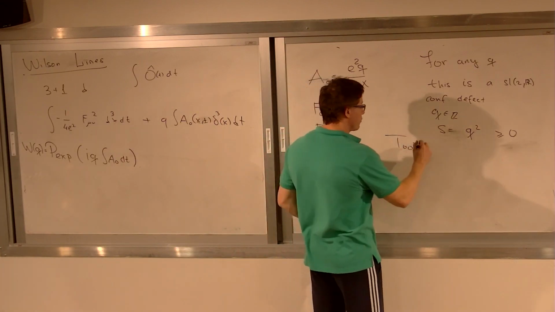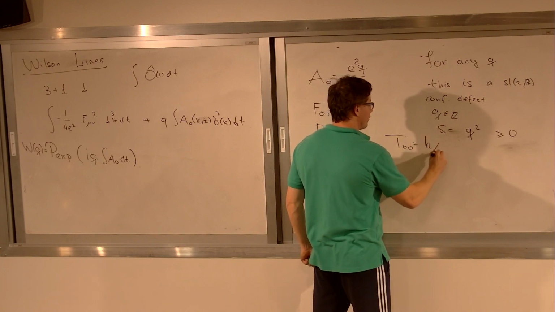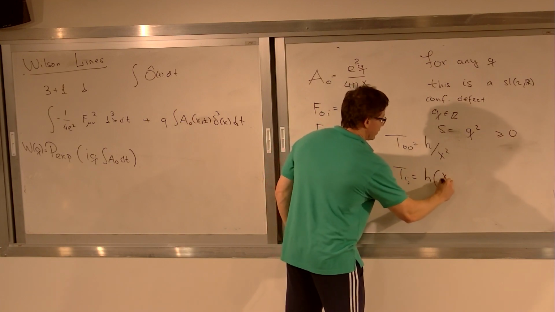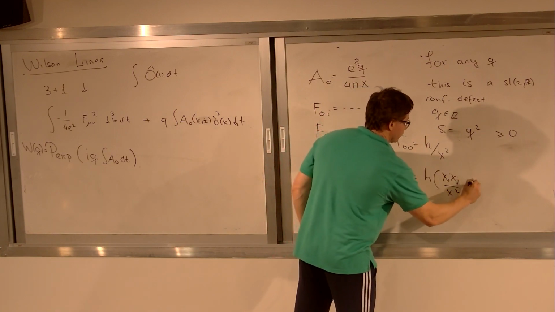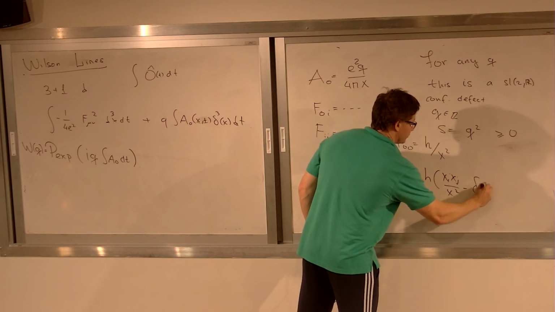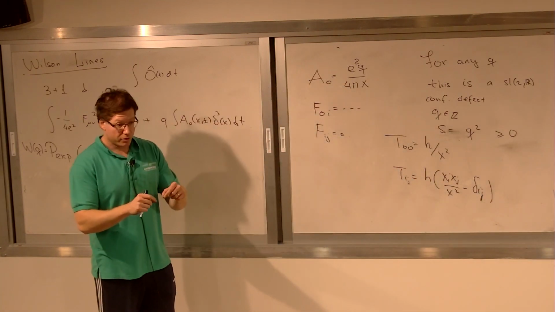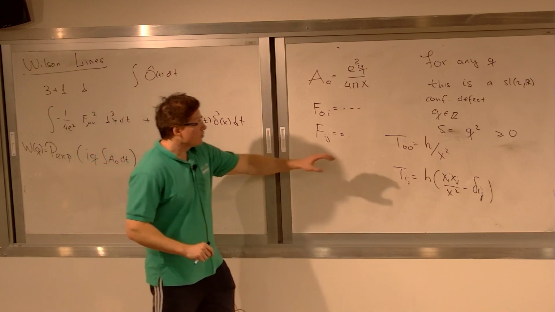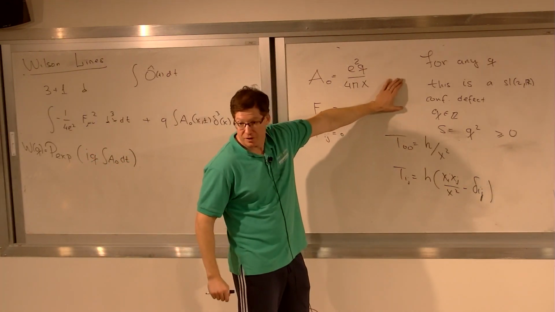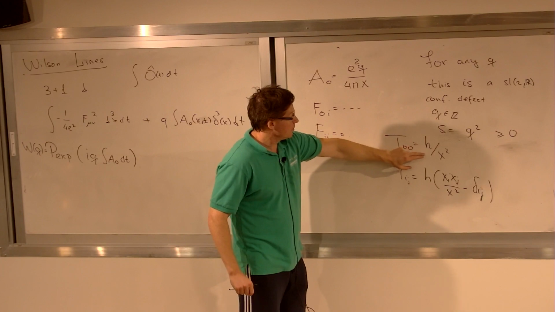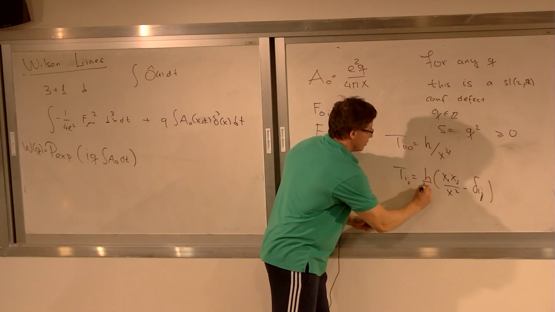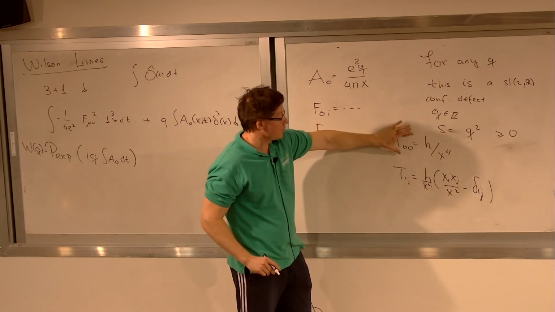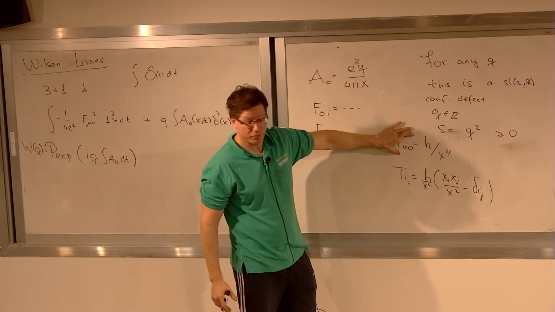defect in 4 dimensions. It was something like h over distance squared, and then Tij was something like h times xi xj over x squared minus delta ij. This formula was the true expectation value of the energy momentum tensor for any defect. In particular, this is also the answer for this defect because it's a conformal defect. So this is also the true answer for this defect, and this is just the square of the electric field. The electric field is 1 over distance squared. This is the square of that.